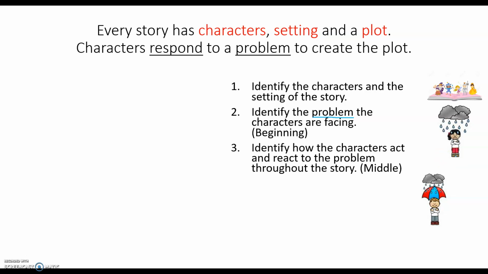Next, we'll identify how the characters act and react to the problem throughout the story. So the characters are going to be reacting, which makes the story. And this is the middle of the story. Eventually, as they act and react, we'll find that there's a solution at the end of the story. So this little boy gets an umbrella so that he's not getting wet in the rain. That's his solution. So he reacted through his actions and he got an umbrella.